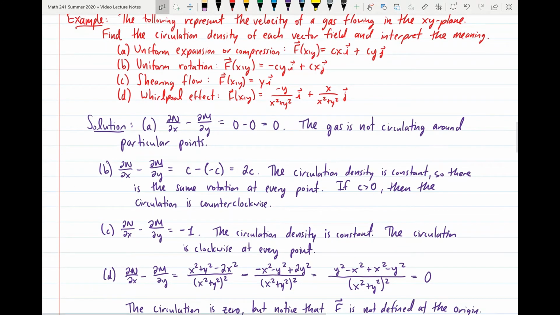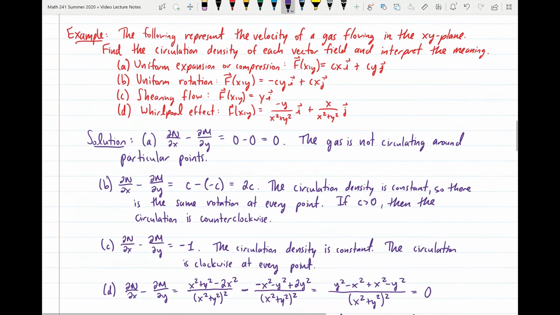And in this case, we have partial N with respect to x minus partial M with respect to y is just equal to 0 minus 0, since the partial derivative of cy with respect to x is going to be 0, and the partial derivative of cx with respect to y is going to be 0. And so the gas is not circulating around any particular points. So the circulation at every point inside of the plane is just 0.